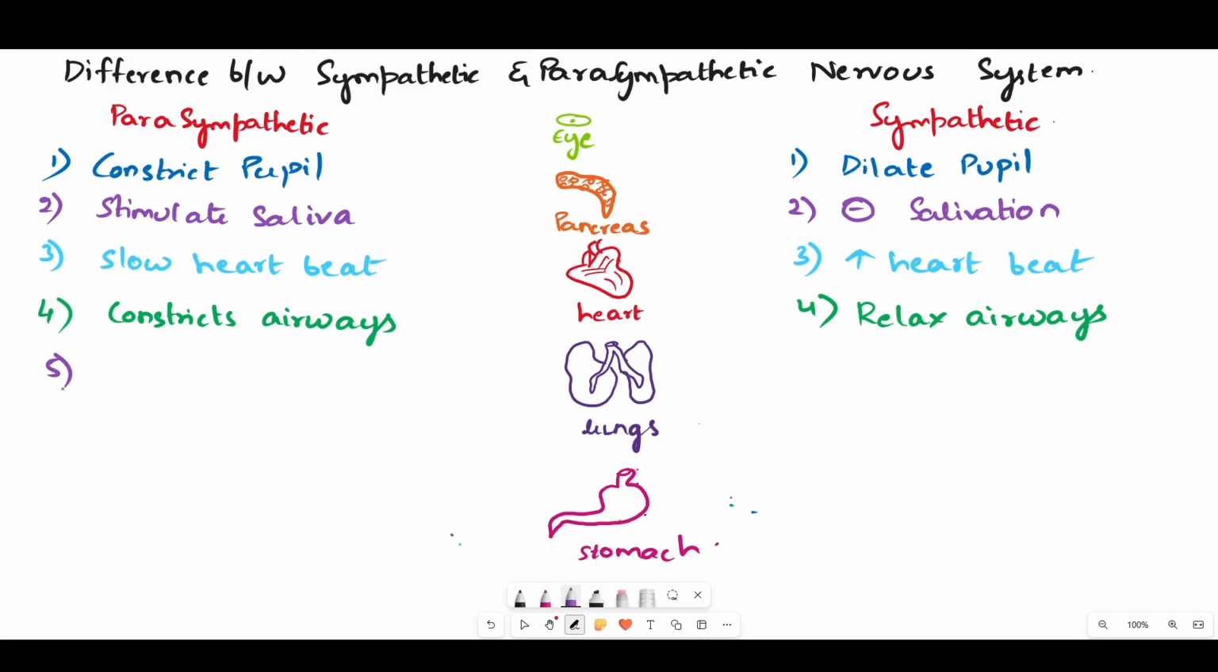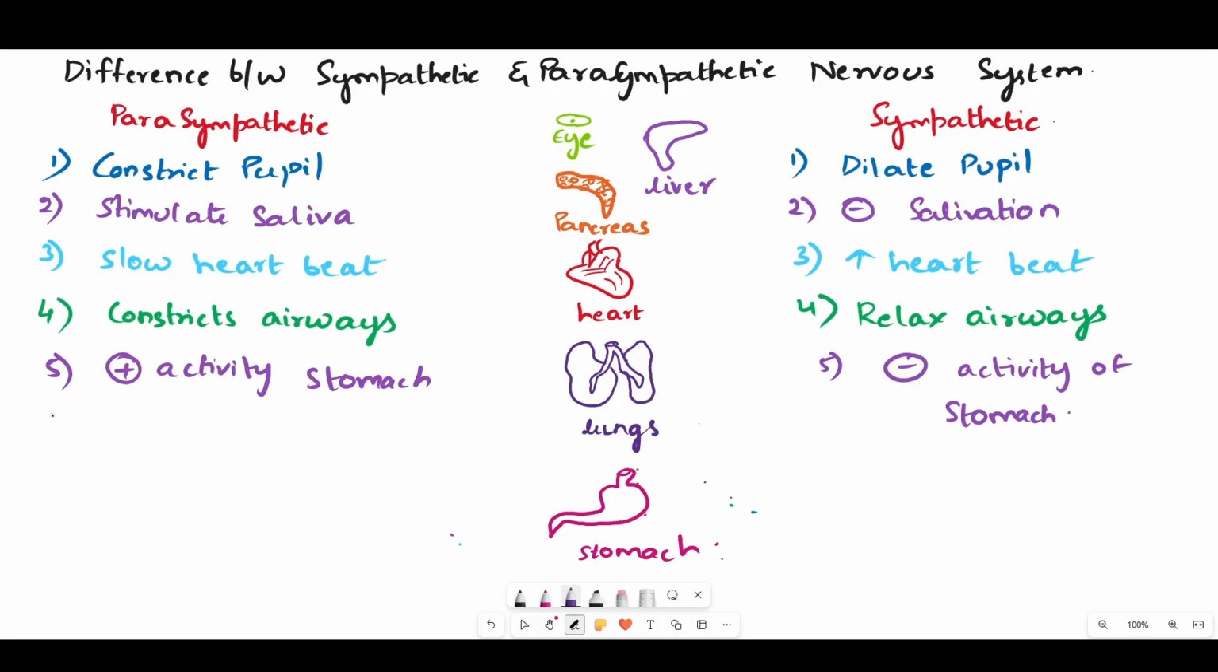Then coming to the stomach, in the parasympathetic system, this will be useful for providing the stimulatory activity of the stomach, whereas the sympathetic system will be inhibiting the activity of the stomach. Now let's see some other organs and their effects on the body.